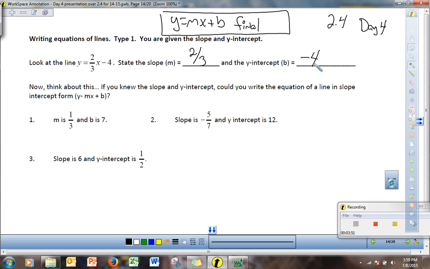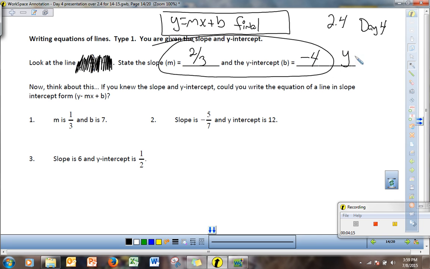Well, now think about this. If you knew the slope and the y-intercept, could you have given me the equation? So for instance, guys, pretend that you didn't see this right here. Pretend it's gone. Could you take this information and tell me what was there? And yeah, y equals mx plus b. So going backwards, I would have y equals 2/3 x minus 4. That's all we're doing today.